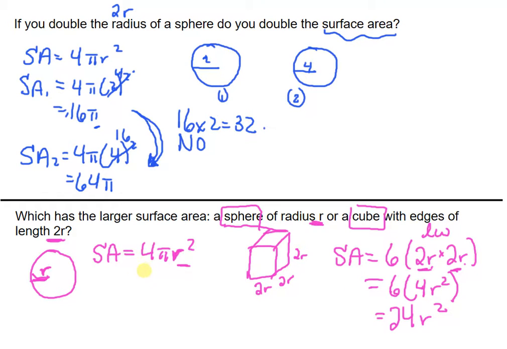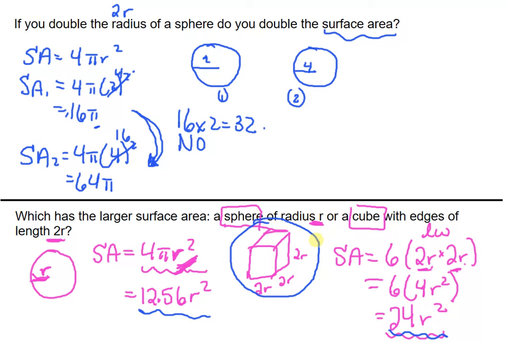So let's go back over here. We can't compare these yet because one is 24r squared, and this one here, we do have an r squared, but we have a 4 pi. So let's just multiply 4 by pi. I get 12.56 r squared. So what's bigger? Which one has the largest surface area? 12.56 r squared or 24 r squared? Definitely the cube with edges of length 2r has a larger surface area.